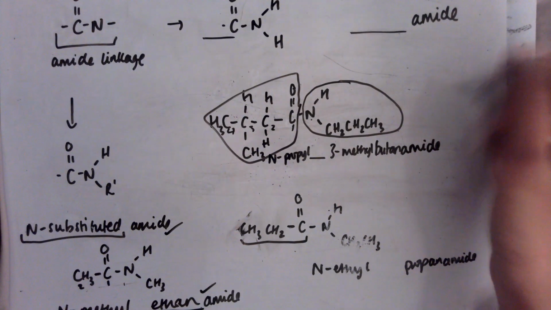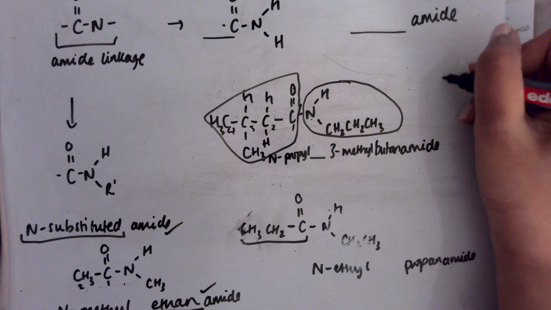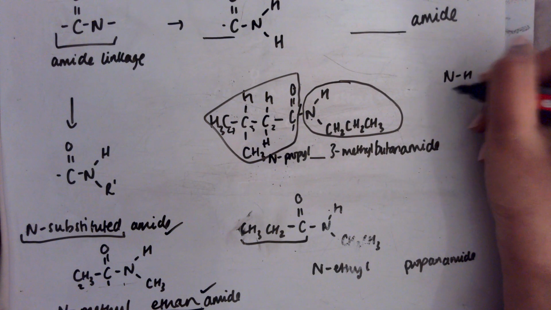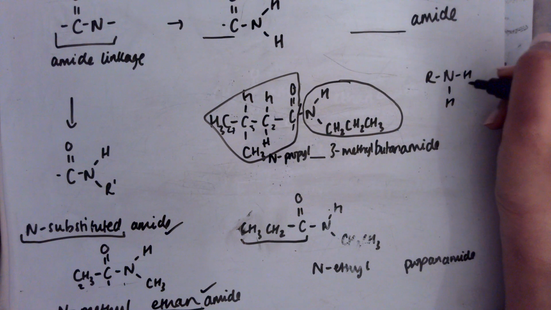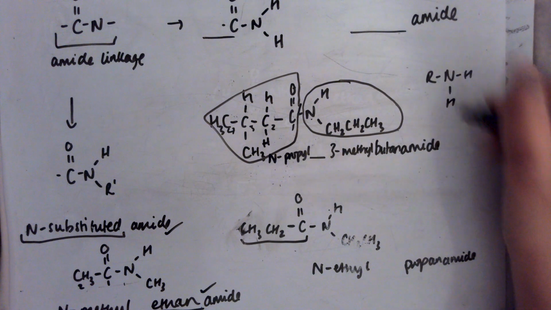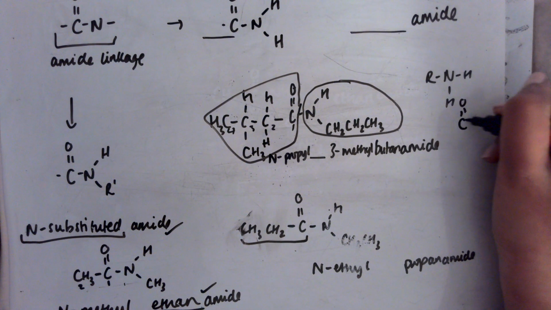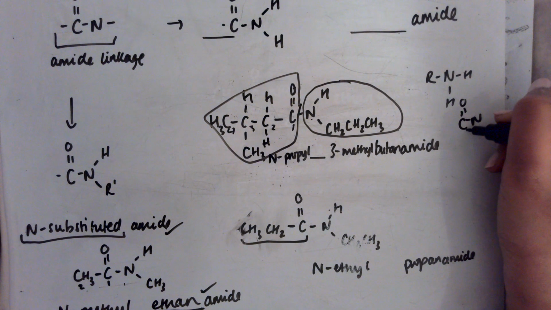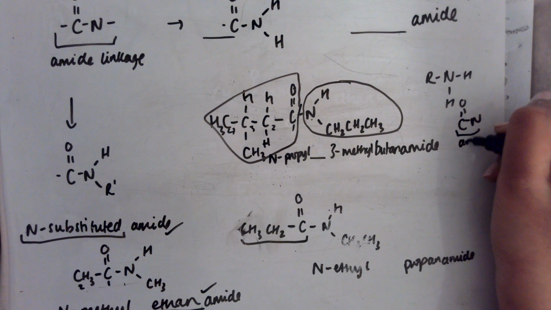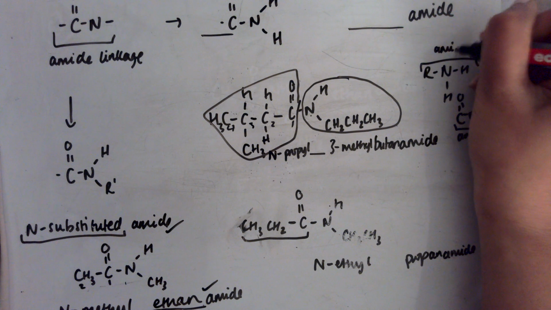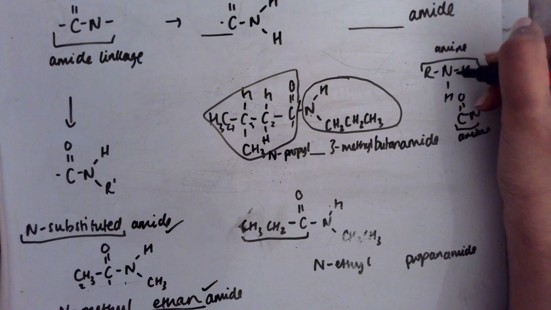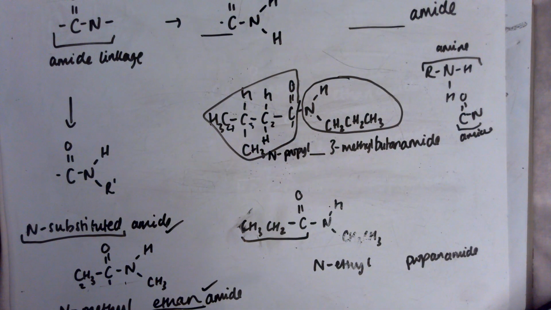Just a quick thing to note, they are different to amines. Amines will have at least one of the hydrogens in ammonia substituted with an R group. They will not have a C double bond O N. If the nitrogen is not directly bonded to a C double bond O, it is not an amide. And that's all.